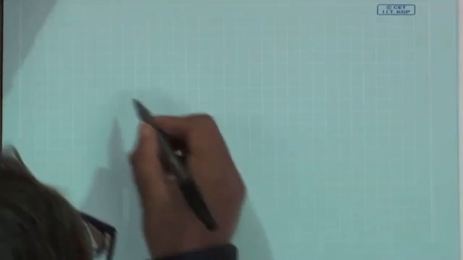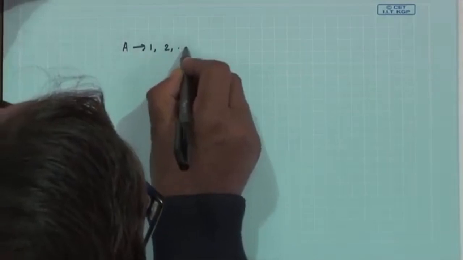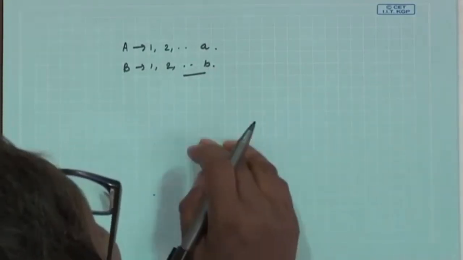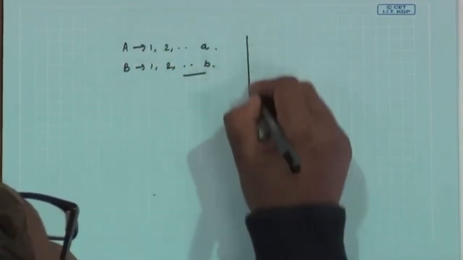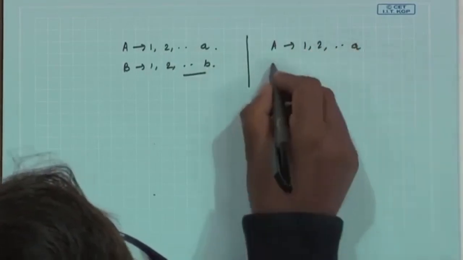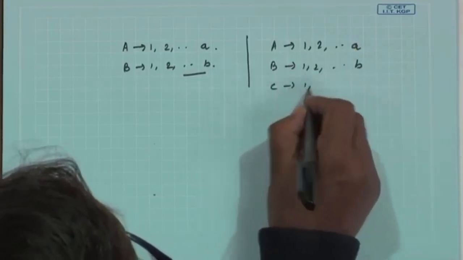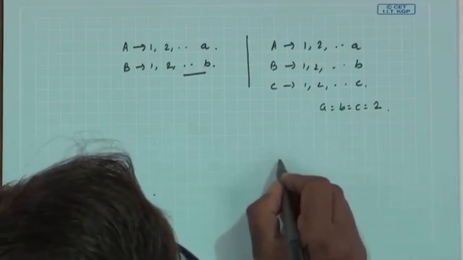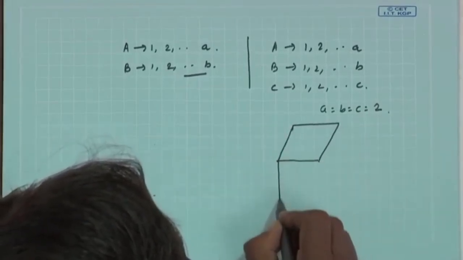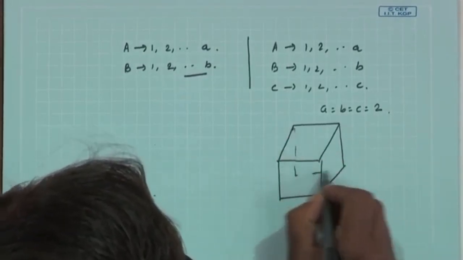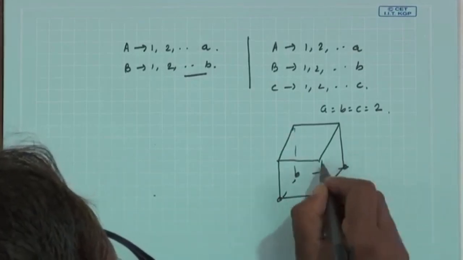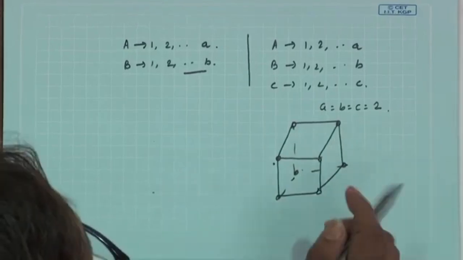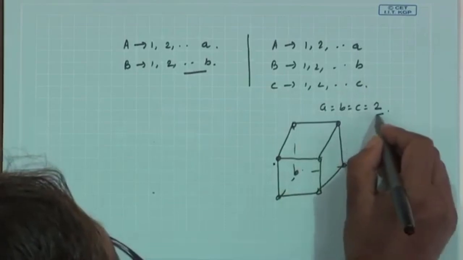It can be something like this: A with 1, 2 A levels, B also with 1, 2 B levels. There can be three factors: A with 1, 2 A levels, B with 1, 2 B levels, C with 1, 2 C levels. Suppose A equal to B equal to C equal to 2, then the experimental settings will form a cube. So you have 8 experimental settings, 1, 2, 3, 4, 5, 6, 7, 8. Here, for simplification, we have used levels equal to 2.